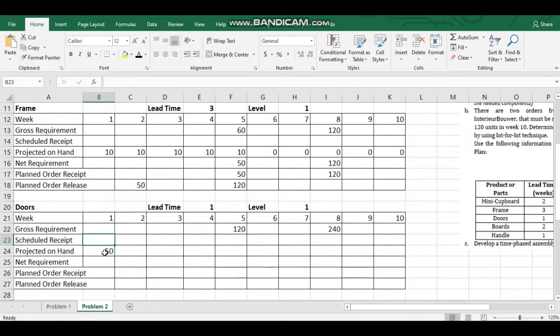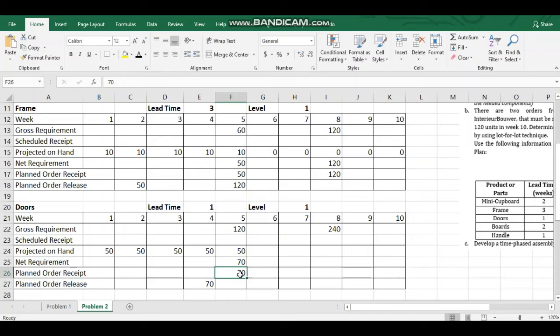Next, projected on hand. This unit will be carried until week 5, because in weeks 1, 2, 3, 4 there's no requirement. Okay, so since the gross requirement is 120 and our inventory is 50, there's a shortage, and it becomes our net requirement as much as 70. And we have to place an order to fulfill this net requirement. Don't forget that the lead time is 1 week, so we have to order 1 week before, which is in week 4. So it will be received here.